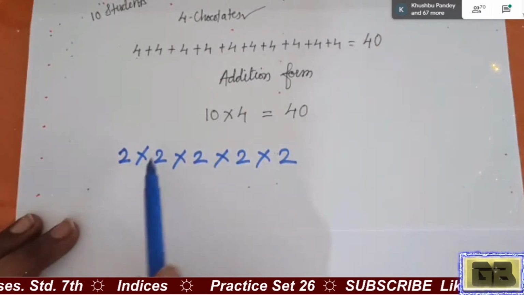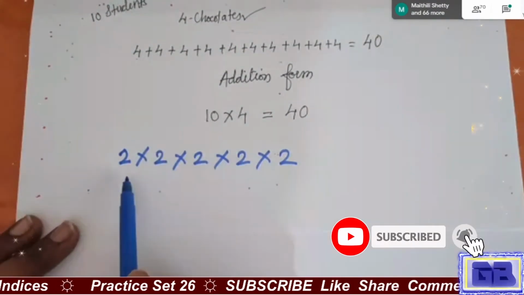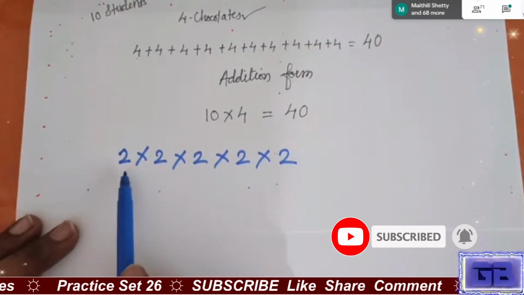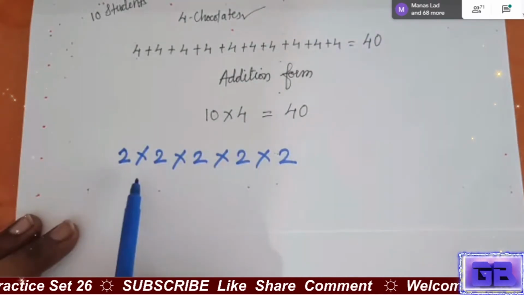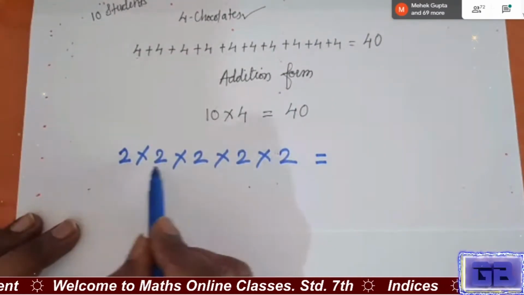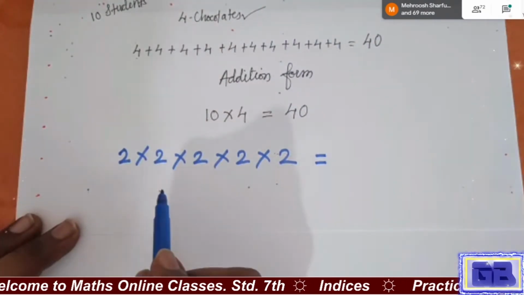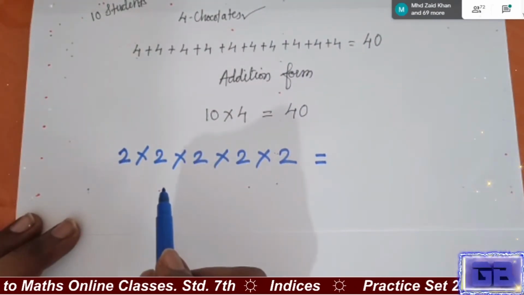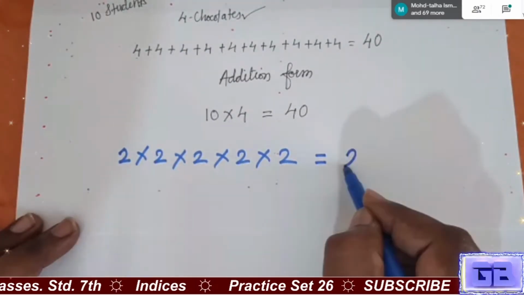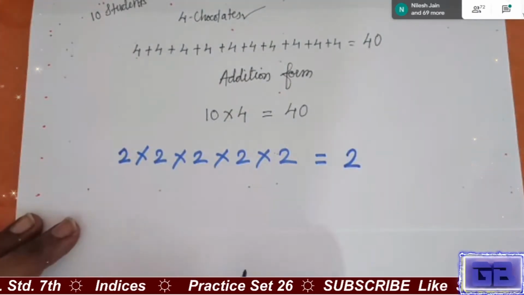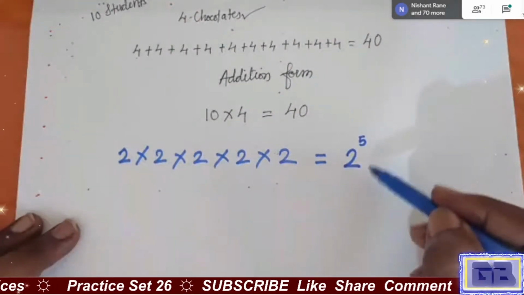2 into 2 into 2 into 2 into 2. How many times does 2 appear here? 1, 2, 3, 4, 5. 5 times 2. How many times does 5 appear here in the form of multiplication? 5 times. And which number do we have to multiply 5 times? 2 we have to multiply. And how many times? 5 times. So we write in this form.